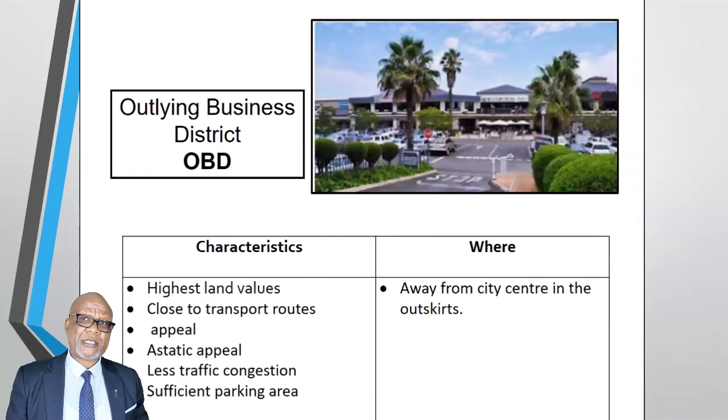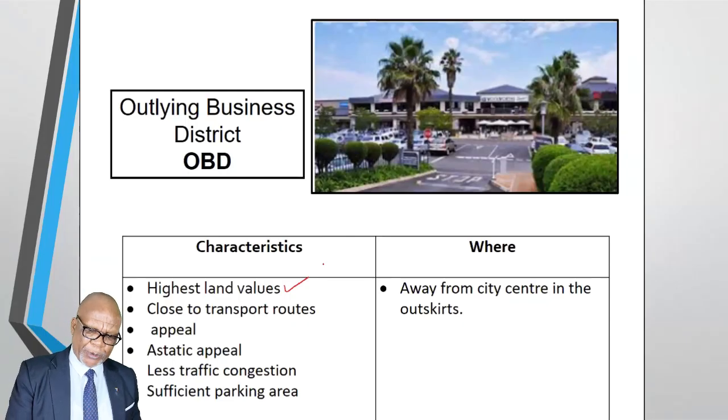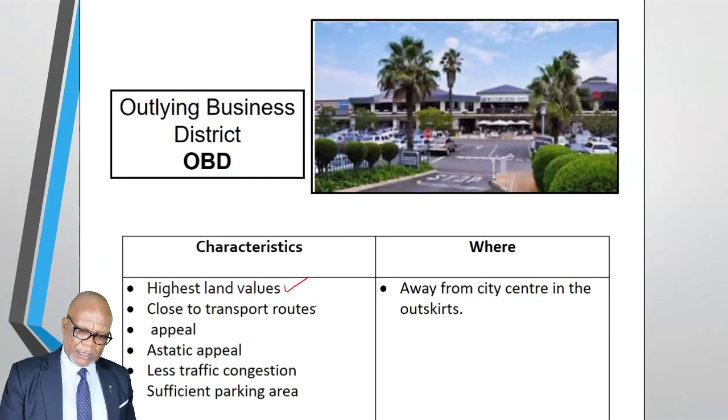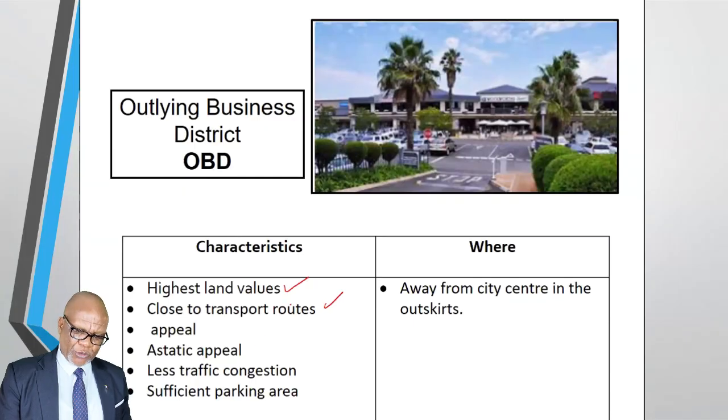Now, outlying business districts, in comparison to the CBD, are found on the outskirts of the cities. They are not found in the city centers. And now, what are the characteristics? They are characterized by high land value because the land there is clean. There's a lot of vegetation that is absorbing carbon dioxide there. And then it is closer to transport routes for accessibility. It's got aesthetic appeal, which means it's beautiful. There is less traffic congestion because of decentralization, and it has sufficient parking space.